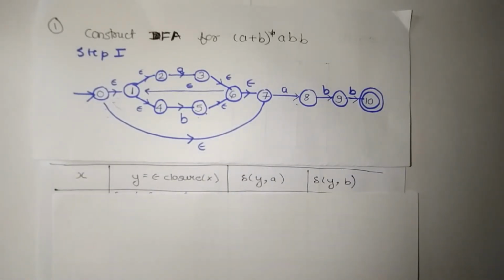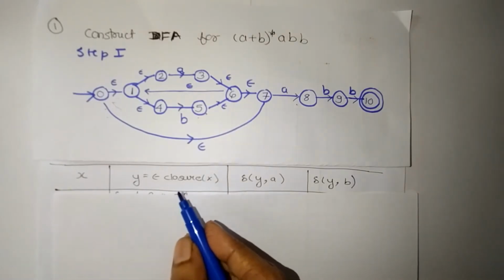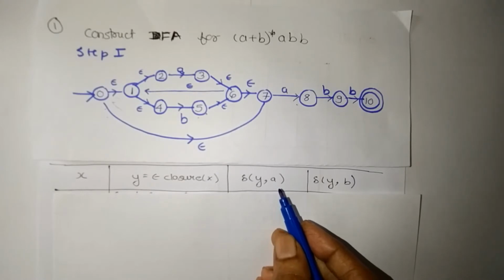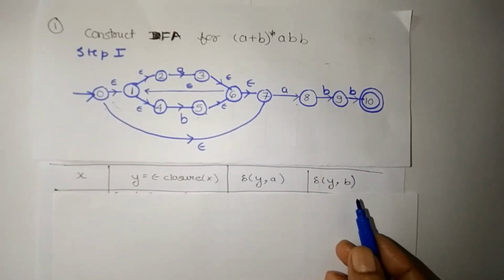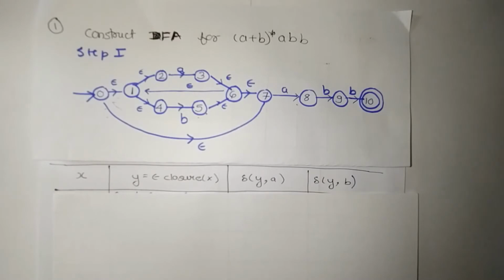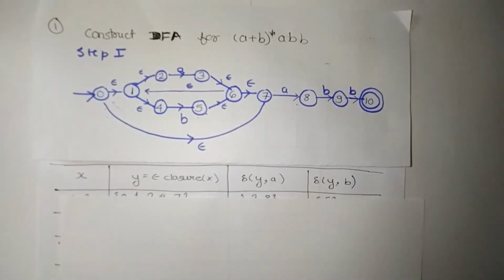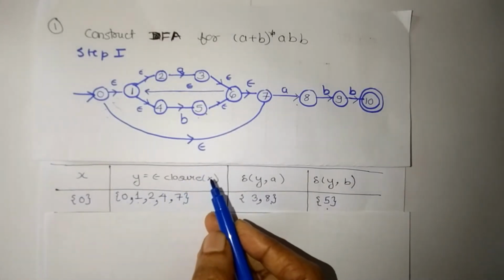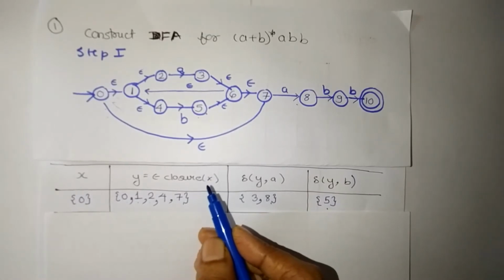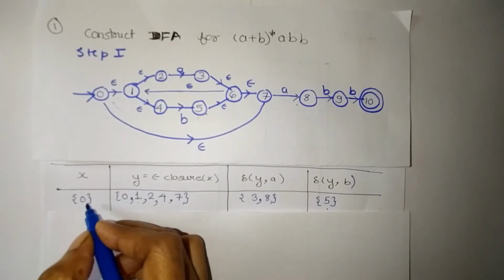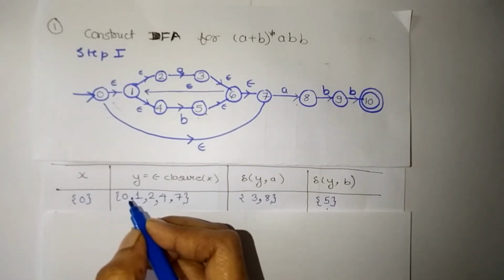After that, you have to construct a table. The columns of the table will be x, y equals epsilon closure of x, delta of y comma a, that is the transition of a on y, and the transition of b on y. First of all, we always start from the start state, that is 0. For 0, you have to find the epsilon closure of x. How do we find the epsilon closure? First we start from the state itself. If it is 0, we include 0. Then you find all the states epsilon reachable from 0.